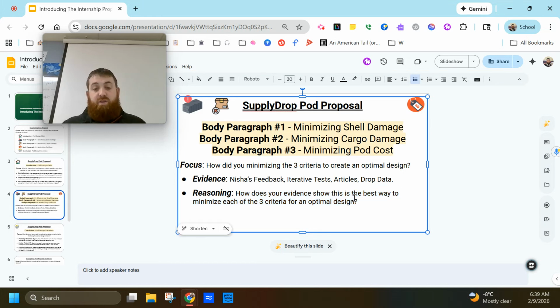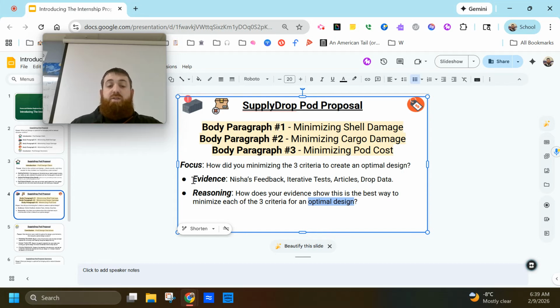This is where you focus on this idea of optimal design. What makes your design best? Okay. Why is it the best for our natural disaster victims? Why is it the best based on your priorities? Why is it the best based on your results? Why is it best overall?